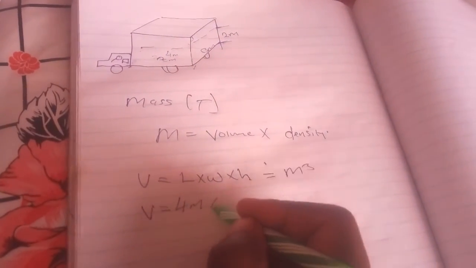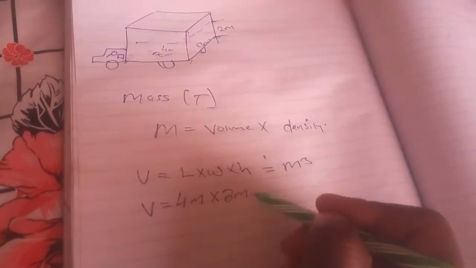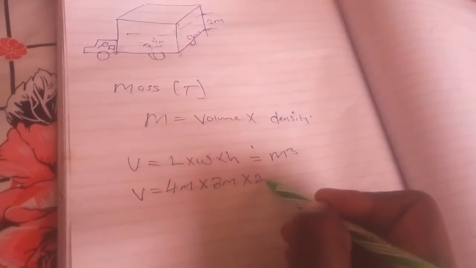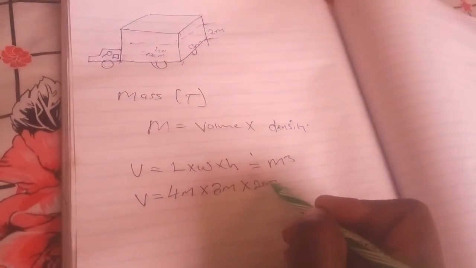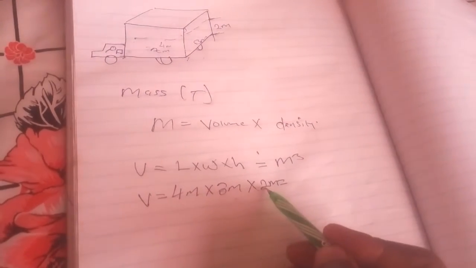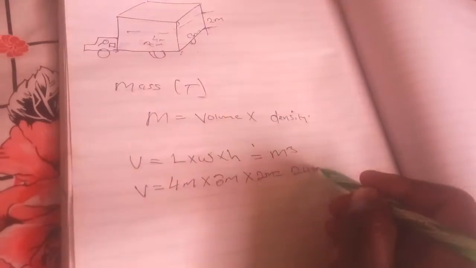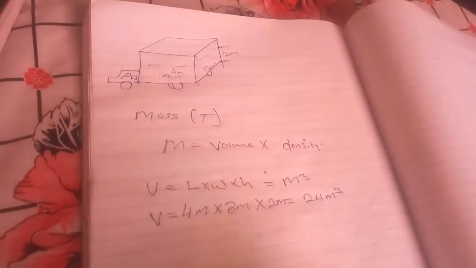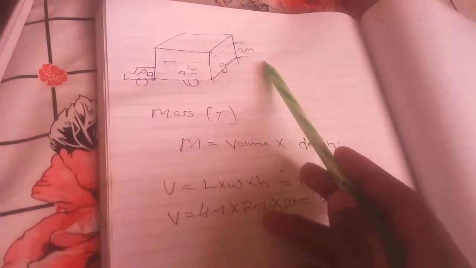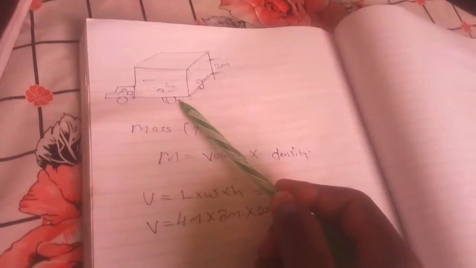You come here now to find the volume. We found the length is 4 meters, multiplied by the width, which is 3 meters, multiplied by the height of the sand, which is 2 meters. So 4 times 3 is 12, and 12 times 2 is equal to 24 meters cubed. So that is the volume of the sand that is in this truck. Are we together to that point?